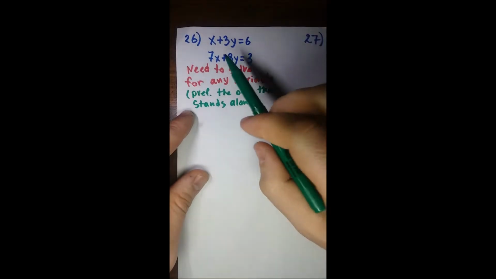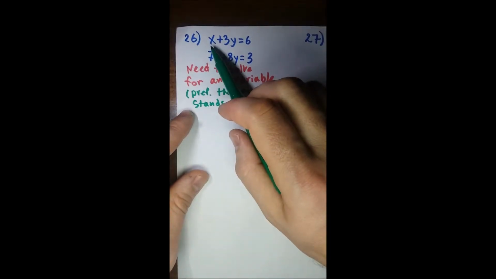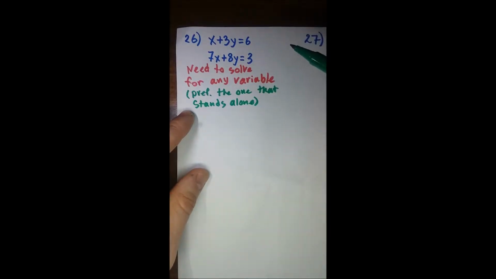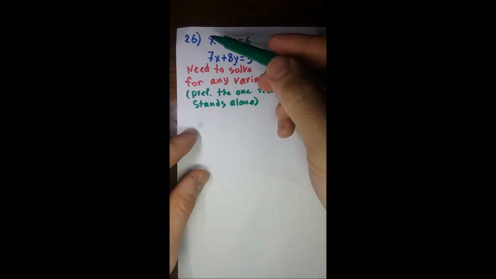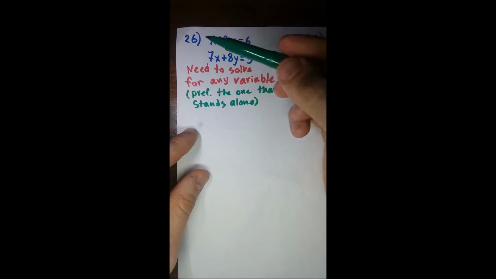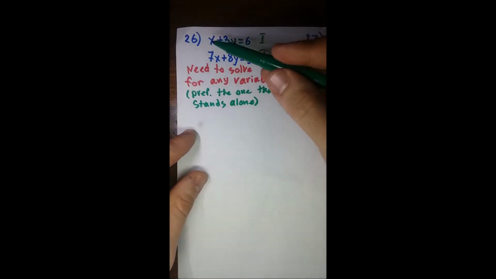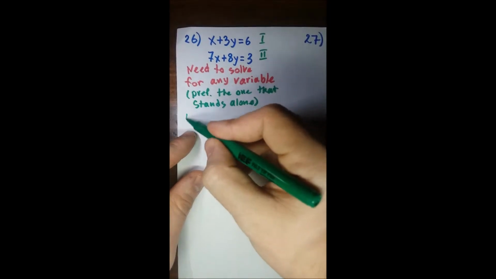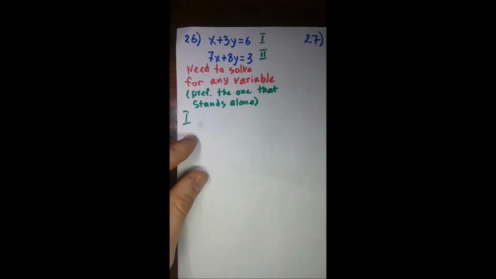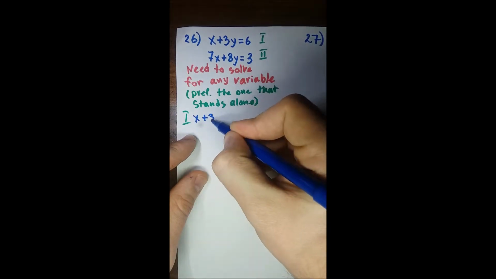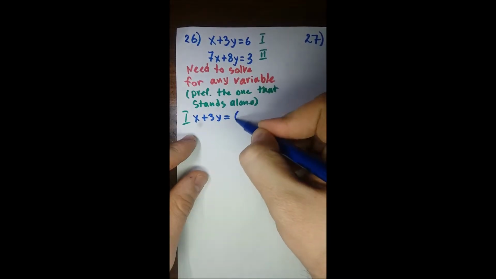In our case, look at all the variables here, okay? We got x, 3y, 7x, and 8y. The one that stands alone here is this x from the first equation. I'm going to write down here equation 1 and 2. You don't have to do that, just so I can kind of refer back to it. So now, let's just rewrite equation 1, okay? So equation 1 goes something like this: x plus 3y equals 6.